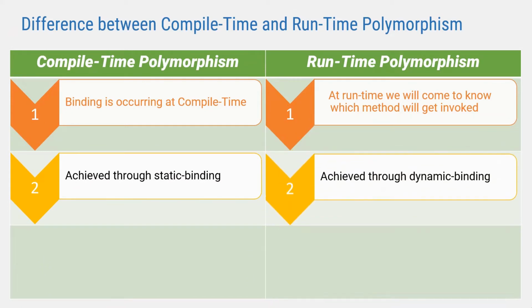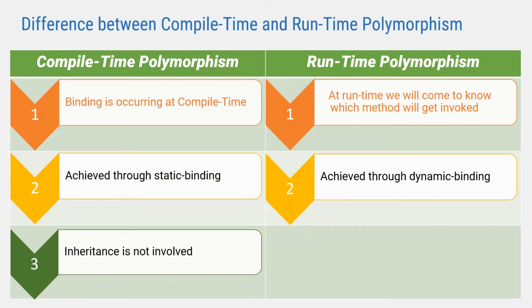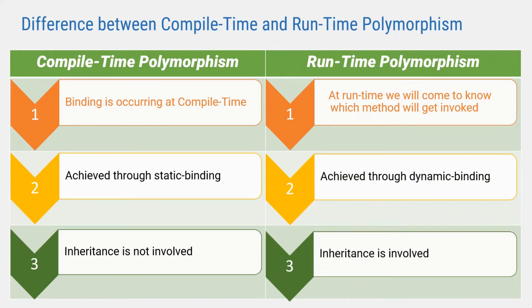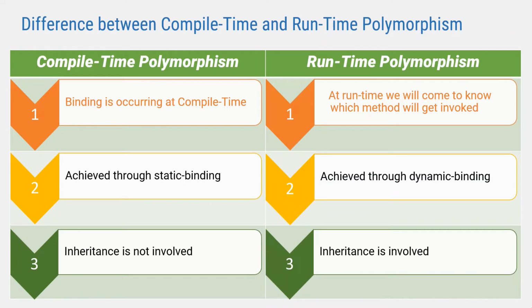In compile time polymorphism, there is no concept of inheritance. It is achieved through method overloading. But runtime polymorphism is achieved through method overriding, and the method overriding concept comes into picture only in case of inheritance.